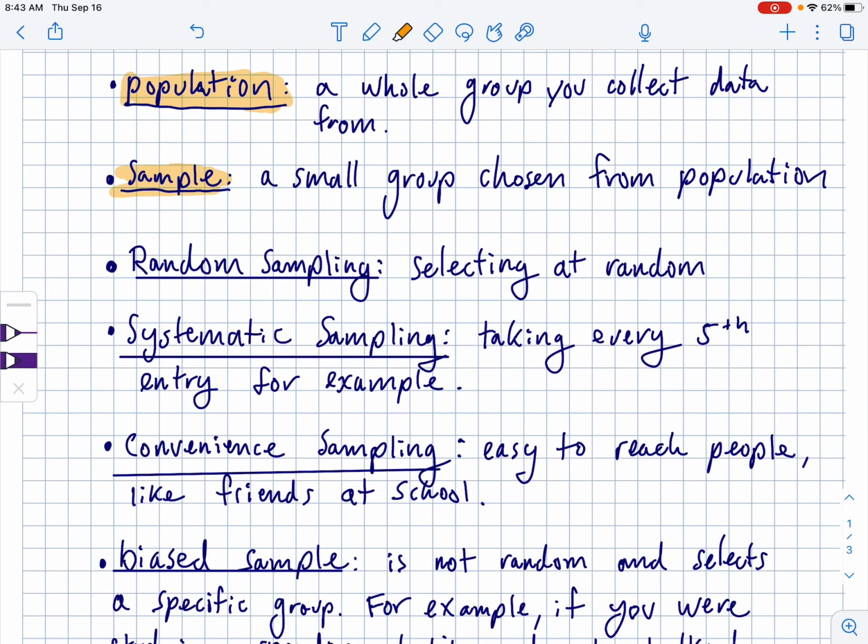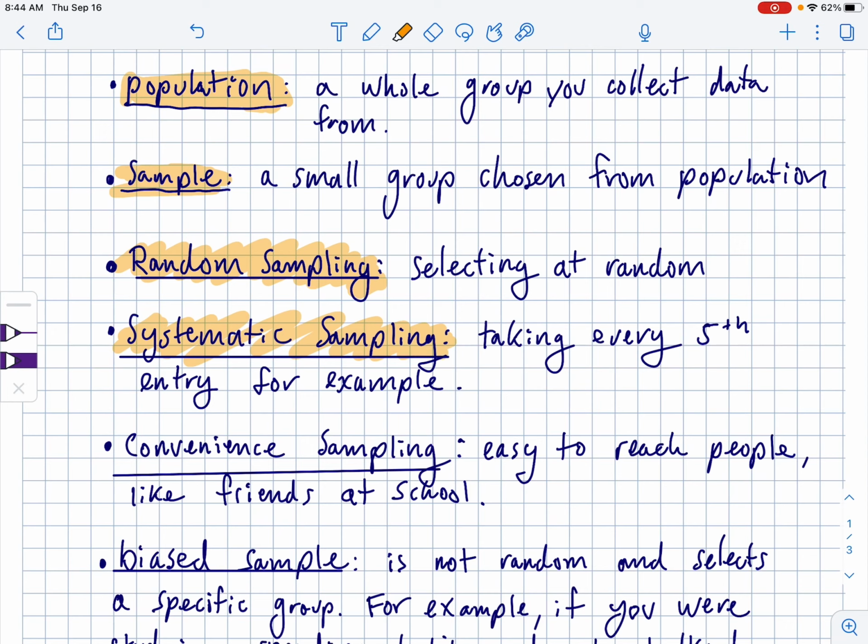A sample is a smaller group chosen from that population. So if you took 200 Sunset kids from that group, that's called a subset or a sample, if you were still looking at caffeine consumption in teenagers in Beaverton. Random sampling, we'll just continue with my example: random sampling would be you just figure out a way to generate random numbers that randomly select truly random people from anywhere in Beaverton.